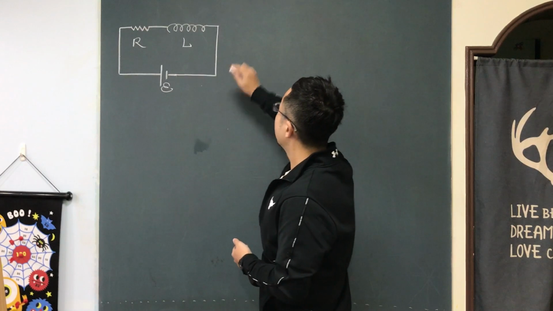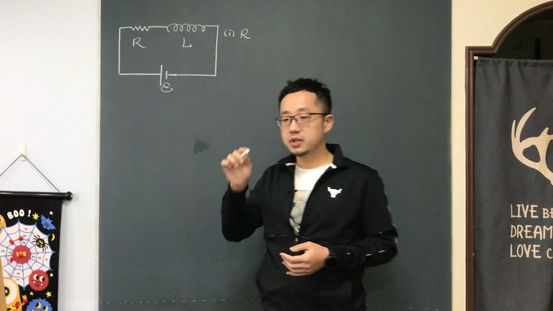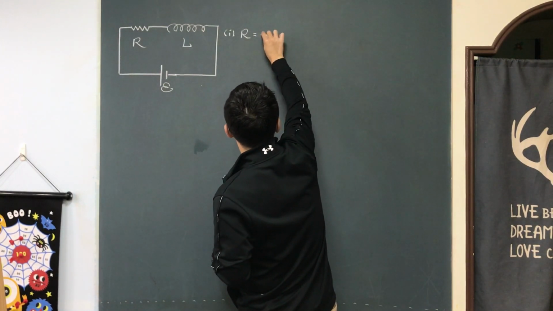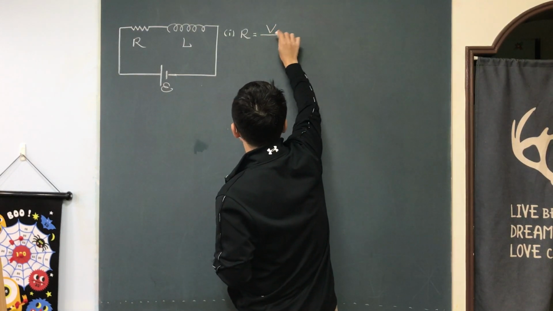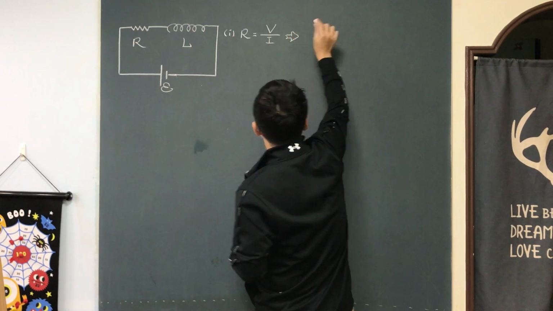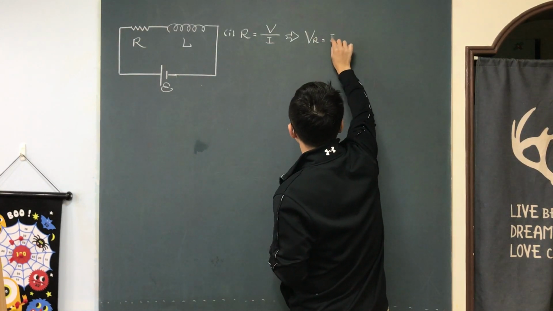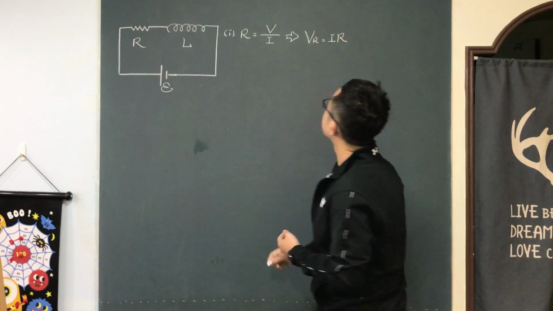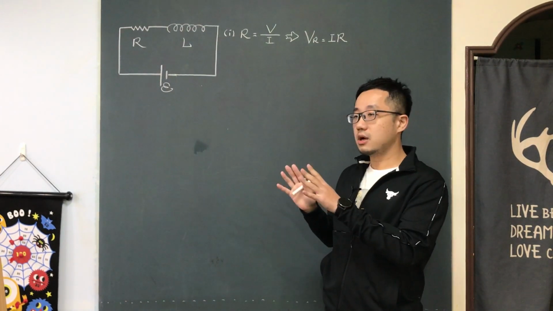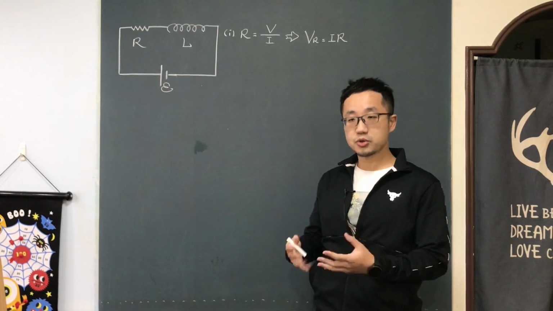First, let me remind you, what is a resistor? How do we define the resistance? The resistance is the potential difference across your resistor divided by the current passing through it. So we can simply derive that the potential difference across your resistor is equal to I times R. So your resistor always likes to oppose the current directly. That is why the voltage is always proportional to the current.